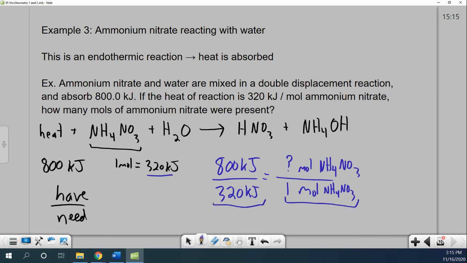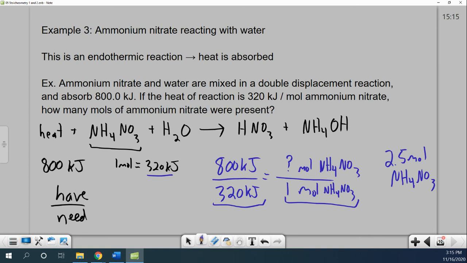So I just pull out the old calculator and do a cross multiply and divide. You take the 800 kilojoules divided by 320 kilojoules, and you're left with exactly 2.5 moles of NH4NO3.